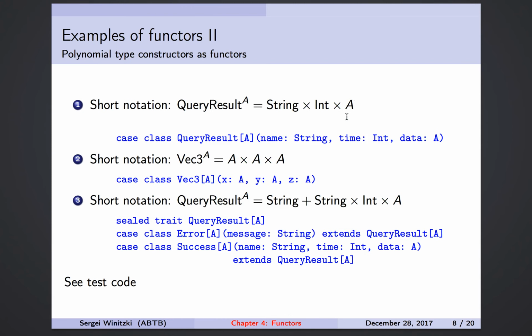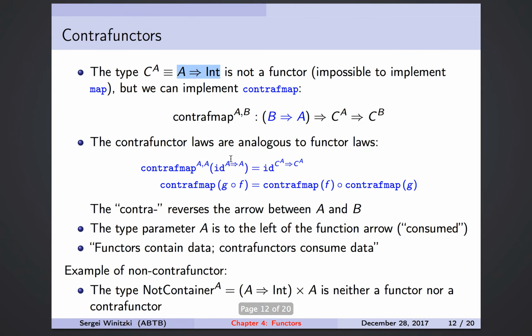And in all of these examples, they have an A that is produced, or it's already there, but it is not consumed. So that's an interesting observation: functors contain data, but contrafunctors consume data. So a contrafunctor is not a functor. It's not a container, it should not be thought of as a container. It's something that consumes data of this type.